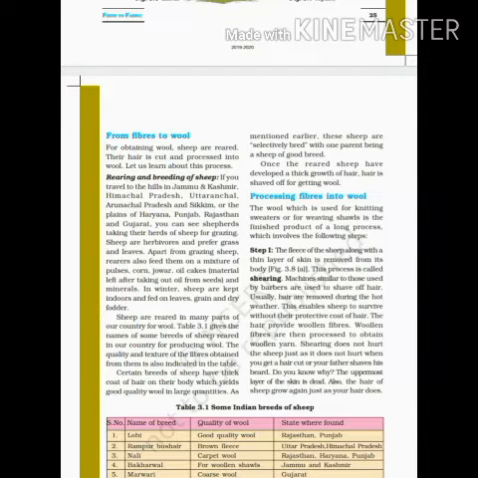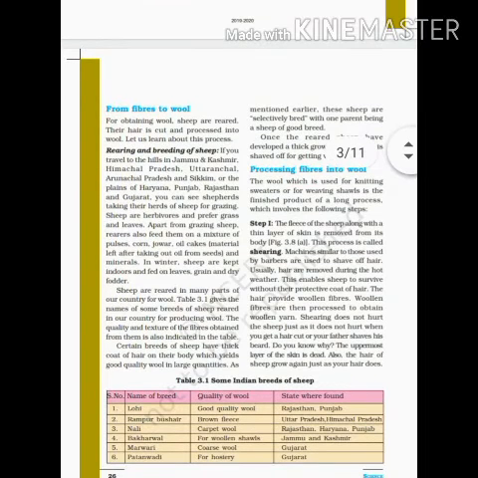Now we are discussing processing fibers into wool. How do we process fibers into wool? There are many steps like shearing, scouring, sorting, removing burr, dyeing and making yarn. Now I will discuss all these steps one by one. First, I will start with shearing.